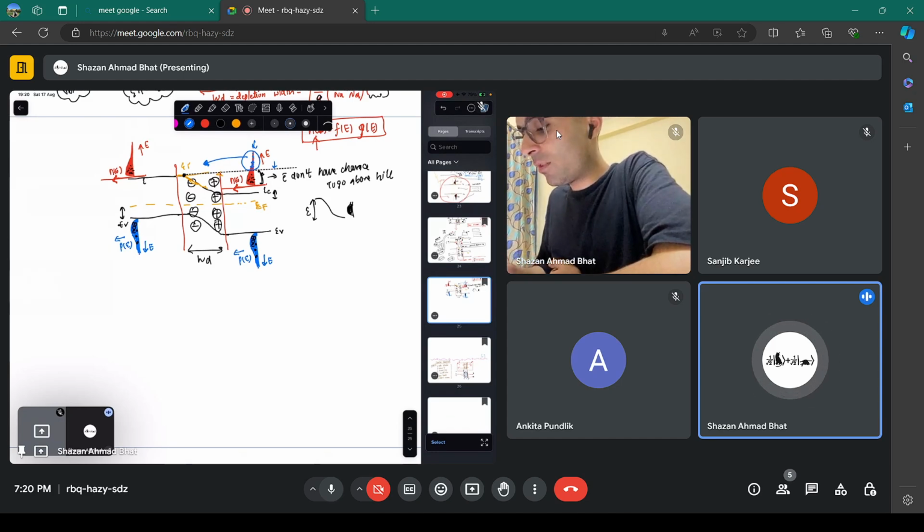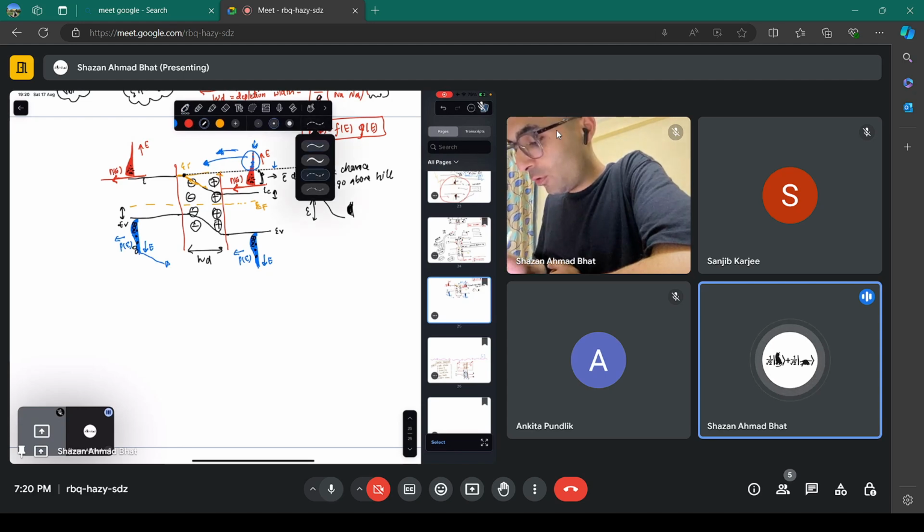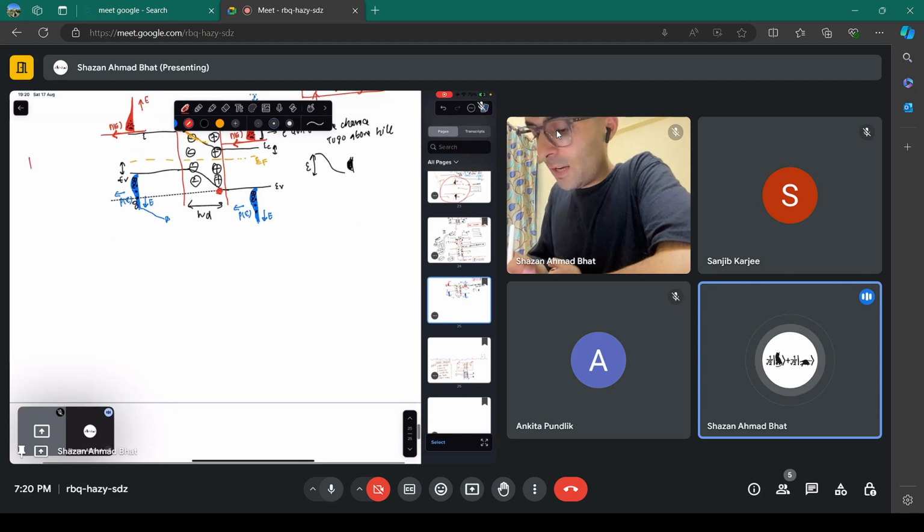There may be a few electrons going from this region to this region, and a few holes going from this region to this region, because there are few holes present here. Similarly, for the hole the barrier is this particular region. This is the barrier for the hole. And this is without bias; we don't apply any external voltage.